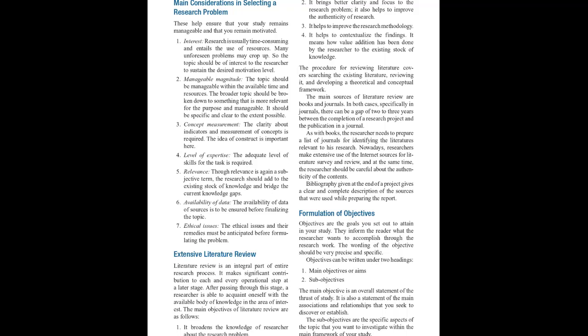After passing through this stage, a researcher is able to acquaint oneself with the available body of knowledge in the area of interest. The main objectives of literature review are as follows. 1. It broadens the knowledge of researcher about the research problem. 2. It brings better clarity and focus to the research problem. It also helps to improve the authenticity of research. 3. It helps to improve the research methodology. 4. It helps to contextualize the findings. It means how value addition has been done by the researcher to the existing stock of knowledge.